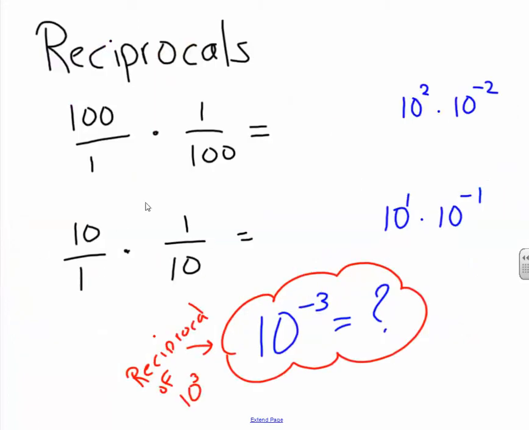So reciprocals. These two numbers when multiplied give me 1. These two numbers when multiplied give me 1. These two numbers when multiplied give me 1. These two numbers give me 1. So these are the same, and these are the same. So the reciprocal of 10 cubed is 10 to the power of negative 3. So if this is 1,000, this is 1/1000th.